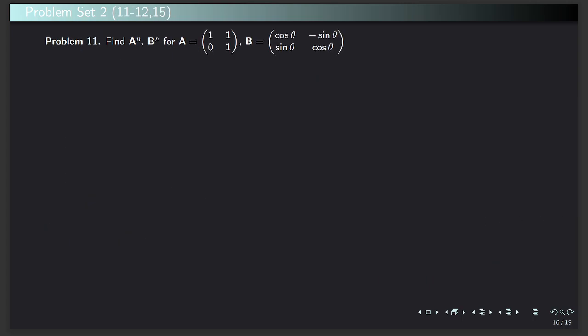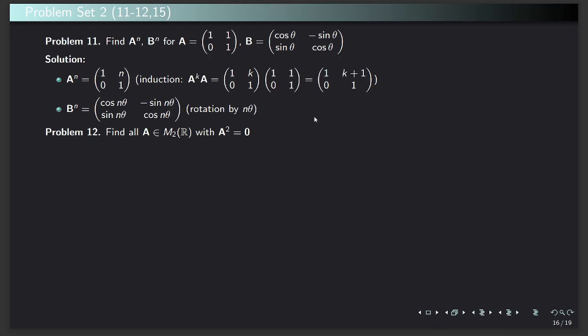The first matrix, a shear transformation in some way, can be powered by induction. So A to the k times A shows that the top right entry simply increments here. So A to the k is k in that position, and you can show this here.